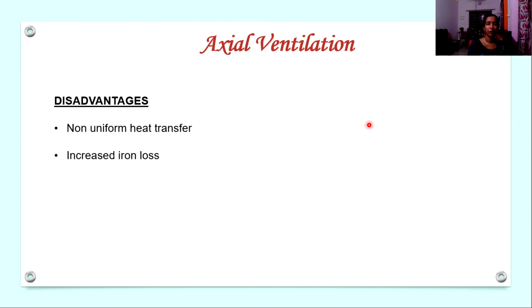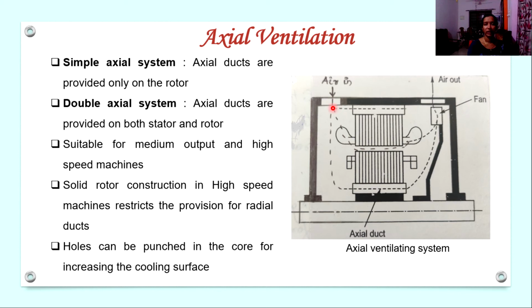Now, what are the disadvantages of axial ventilation? The first one is non-uniform heat transfer. See, air is entering through one side. This air will be cold. So cold air is entering into the machine. From these parts, it will more effectively carry away the heat. But as air moves forward, it gets heated due to the losses in the machine. And the air coming to this side will be very hot, and it can carry away very little heat from these sides of the machine.